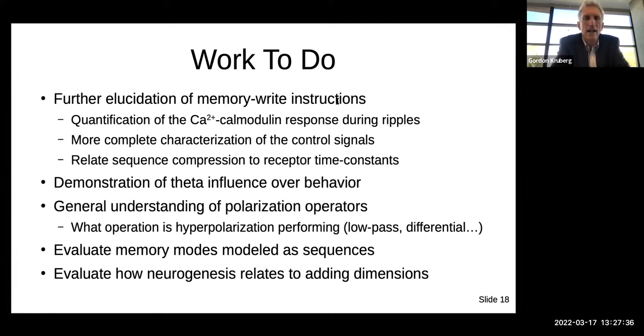And then finally, something that is really intriguing to me is to evaluate how neurogenesis in the hippocampus, adult neurogenesis, relates to adding dimensionality in understanding what goes on in sequences as they get transferred from short-term memory to long-term memory.